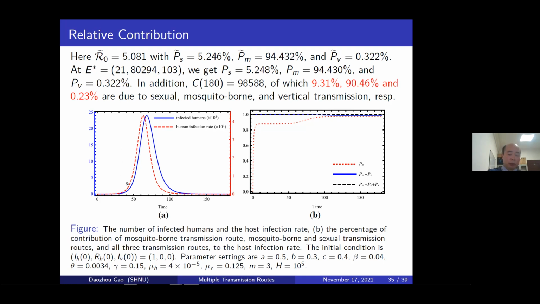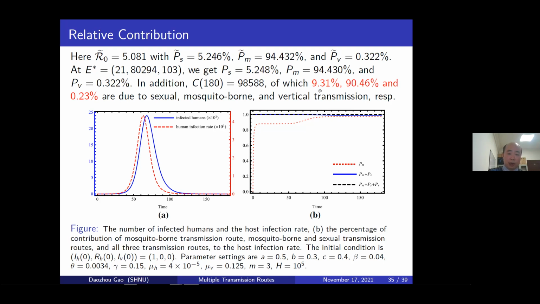But if we only consider the first epidemic curve, at the very beginning you have completely susceptible host and vector populations, and if we introduce infected humans into the population, then you have an outbreak. So this is the first epidemic curve, approximately from day 0 to day 180. Then we calculate the cumulative number of host infections, if the total population is 100,000.